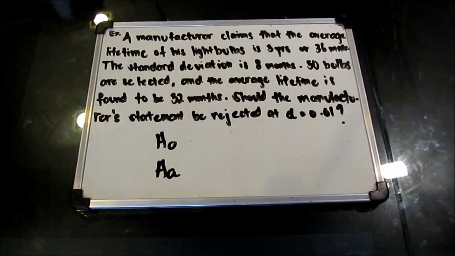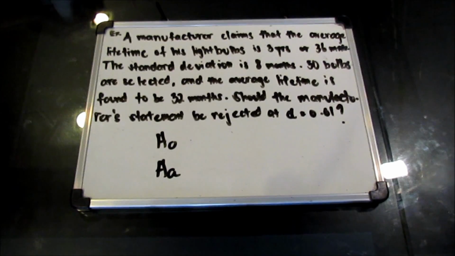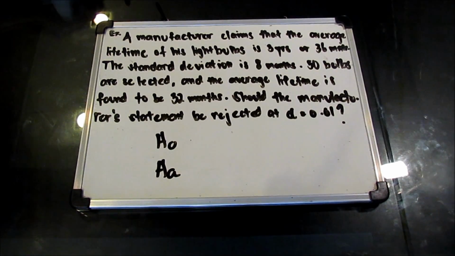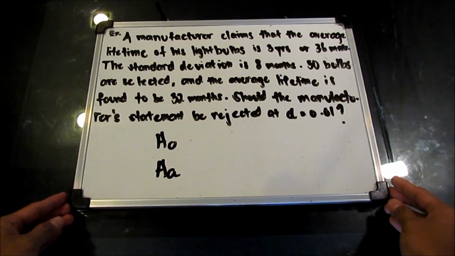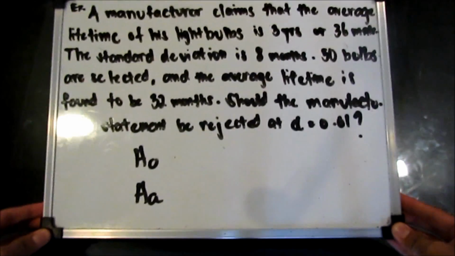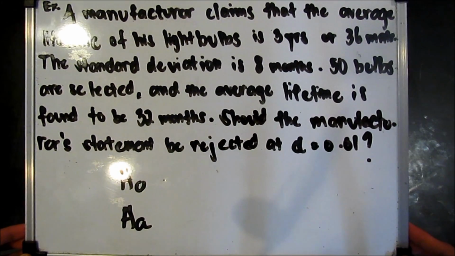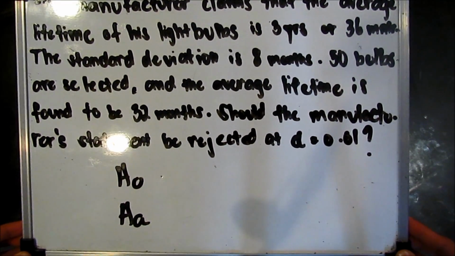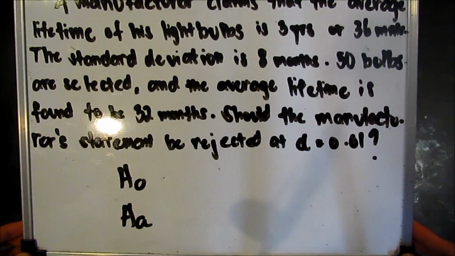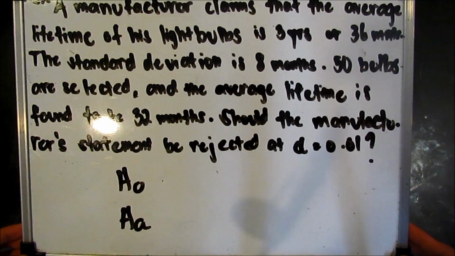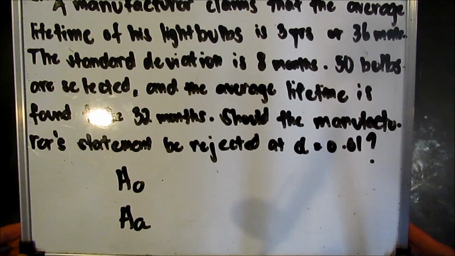So here in our example, a manufacturer claims that the average lifetime of his light bulbs is 3 years or 36 months. The standard deviation is 8 months. 30 bulbs are selected, and the average lifetime is found to be 32 months. Should the manufacturer's statement be rejected at alpha equals 0.01?